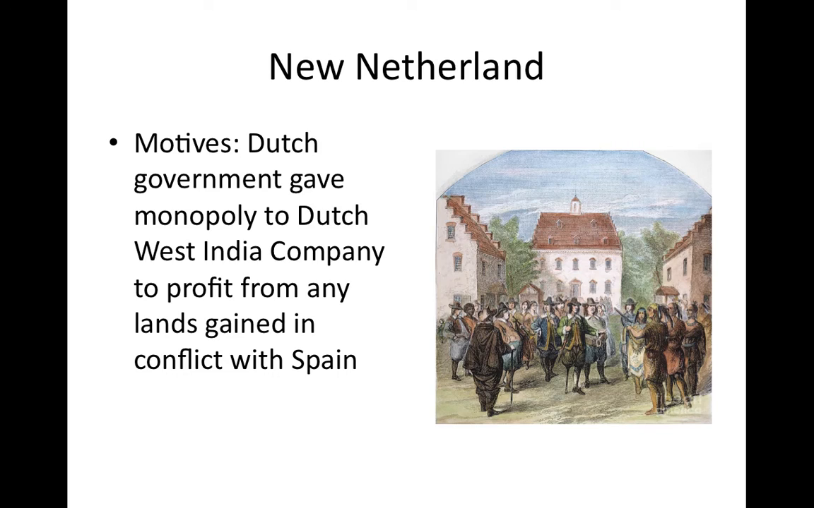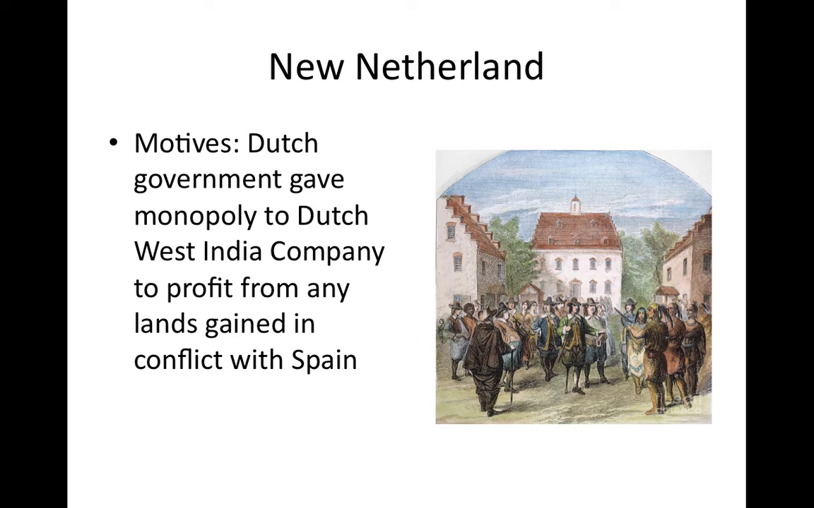What were their motives? Again, because that matters, right? It has a lot to do with how the colony ends up developing. The Dutch were all about undermining the Spanish. The Netherlands back in Europe and Spain had a very intense rivalry because Spain had once conquered the Netherlands, which they called the Low Country, and the Dutch had won their independence from Spain in a war not too long before this.